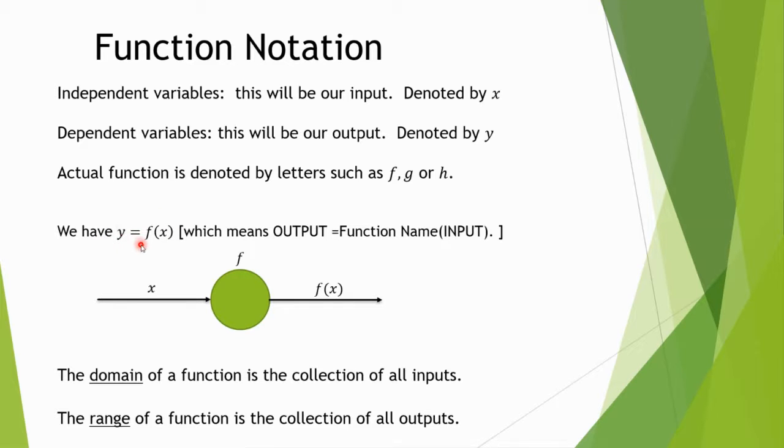And now what is this really telling us? This is really saying that the function name, which is f, takes the input, which is x, and gives you back the output, which is y. So x is our independent variable, our input, f is the function, and y is the variable that represents our output.